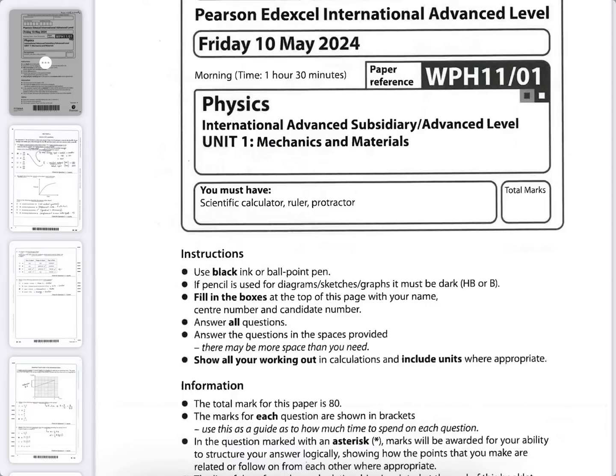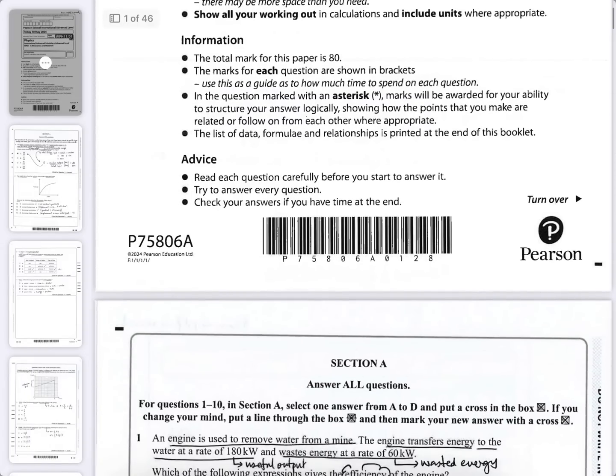So there are 3 occasions where you can take the international A-level exams. You can take them in January, you can take them in May or June, and you can take them in October. There are 3 chances of doing it, and the content's the same as the Edexcel linear.